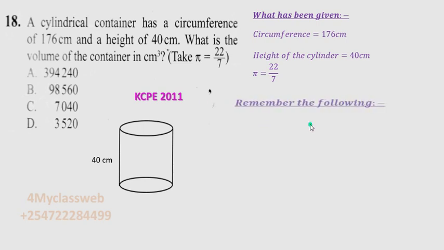22/7. We are supposed to remember some of these facts so that we are able to work out that volume in centimeters cubed. What are we supposed to remember? We are supposed to remember that the volume of a cylinder is pi r squared height. In other words, you take pi multiplied by r squared, that is the radius squared, then you multiply by height. Pi r squared is the base area of that cylinder, then you multiply by height, so you'll be able to get the volume for that cylinder.